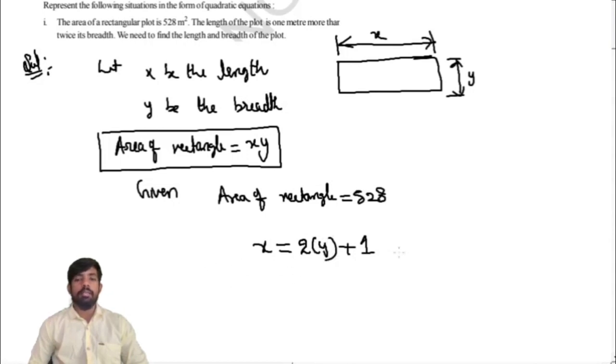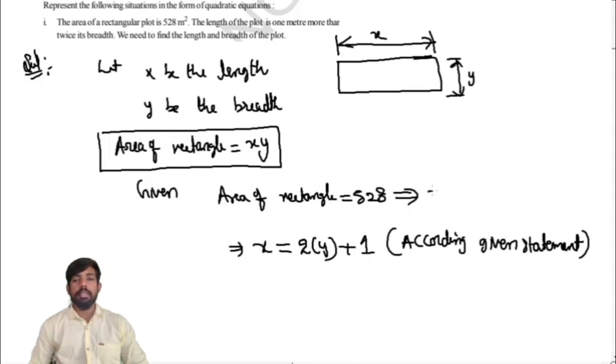Hence we have a relation according to the given statement. So x = 2y + 1. Here we know the area of rectangle. Area of rectangle is x into y, so I am substituting: x·y = 528.